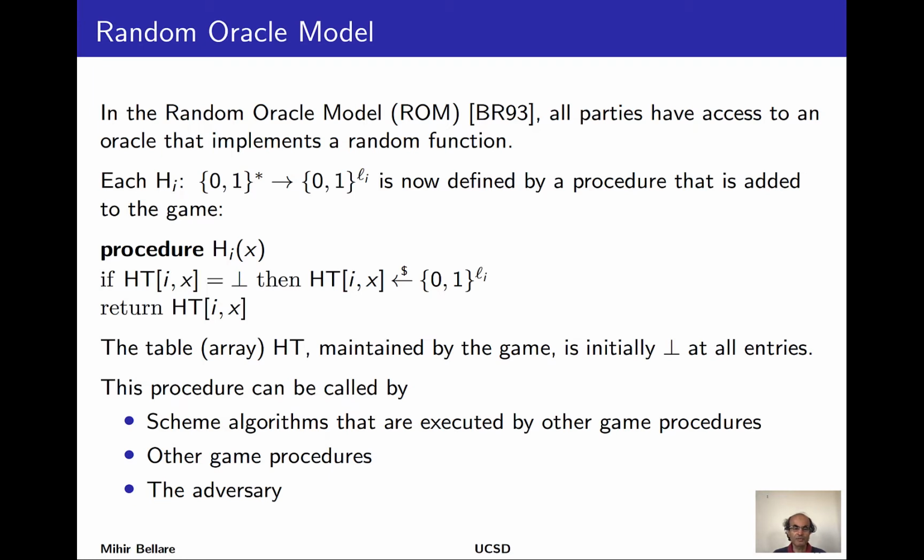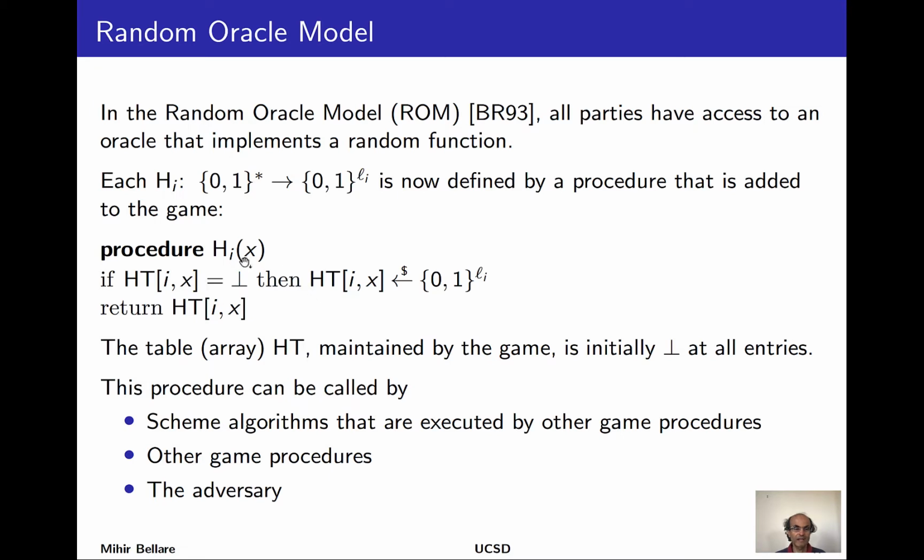And the approach we're going to take is to model them as ideal or random and capture that formally in what's called the random oracle model. So in the random oracle model, all entities or parties have access to an oracle that implements a random function. In our case, what that means is that each of these functions, h sub i, is defined by a game procedure, and that game procedure implements a random function in the usual way.